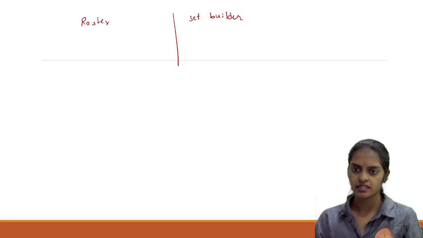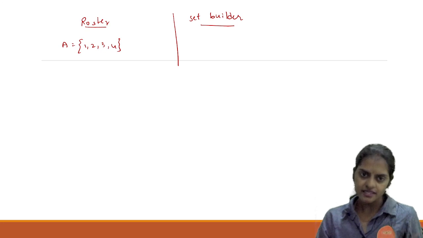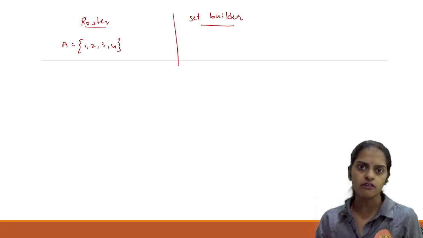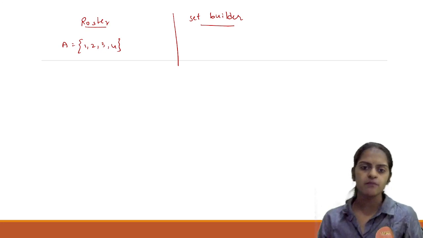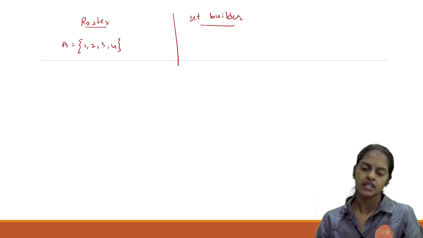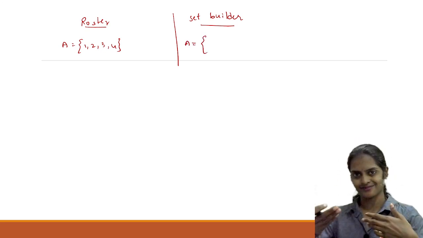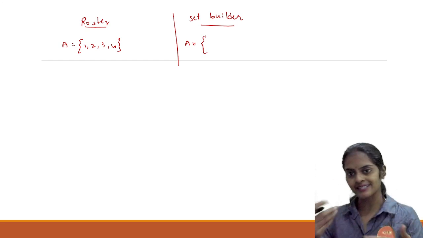First is roster form and set builder form. You need to understand this. Okay. Roster form is, suppose A is a set containing elements 1, 2, 3, 4. This is called roster form. Simply, if I ask you what are the elements of A, immediately you can take out and say, ma'am, set A has 1, 2, 3, 4. Set builder is nothing but you have to build the set. You are the builder now, you have to build the set.